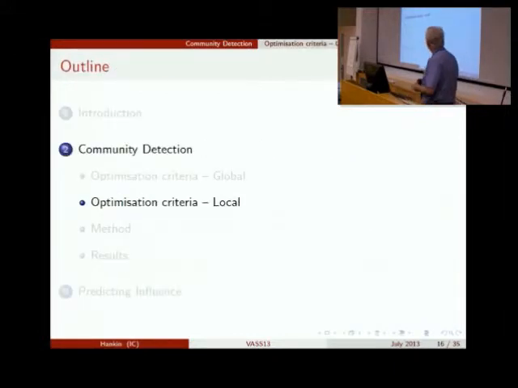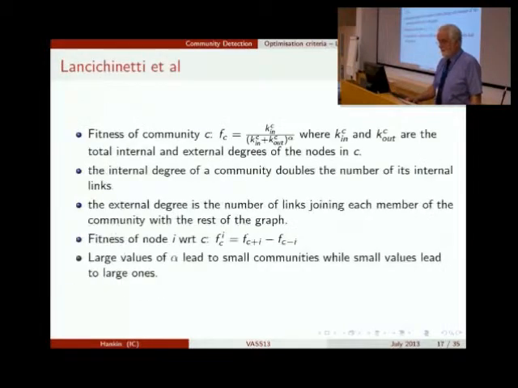So what about the local criteria? These are criteria that look at a node and look at its immediate neighborhood and use some kind of measure of that local neighbourhood to decide whether or not the node should be shifted from one community to another. So there's just a couple that I wanted to show you, which is this work by Lancinetti.